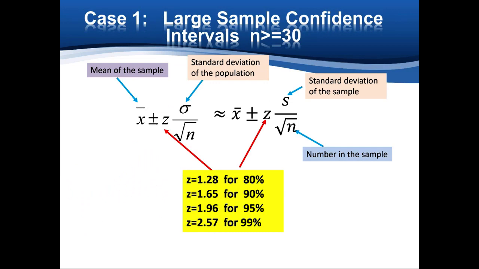In summary, in the future, we can use the z-scores result which we found. That is, z equals 1.28 for 80% confidence level, 1.65 for 90% confidence level, 1.96 for 95% confidence level, and 2.57 for 99% confidence level.